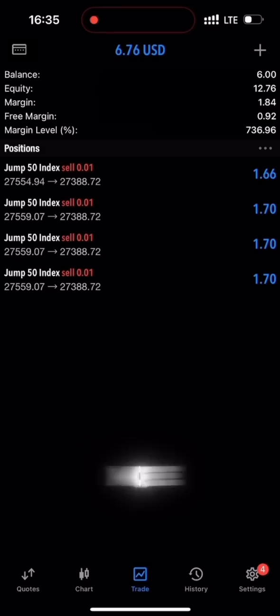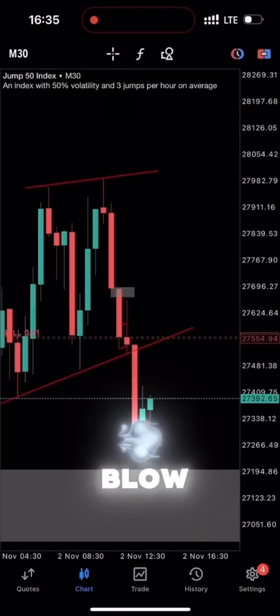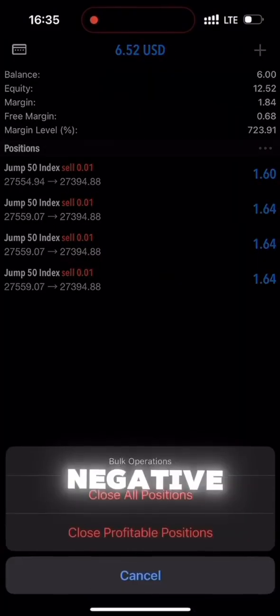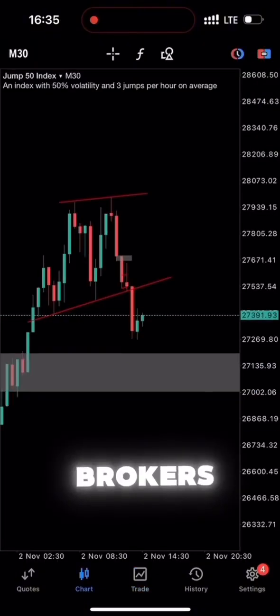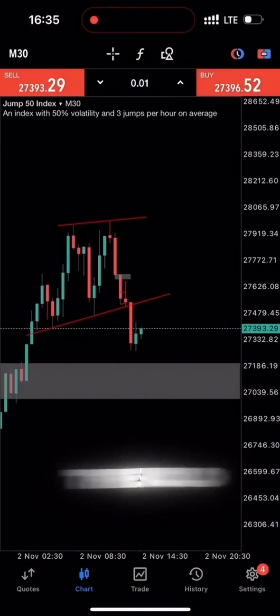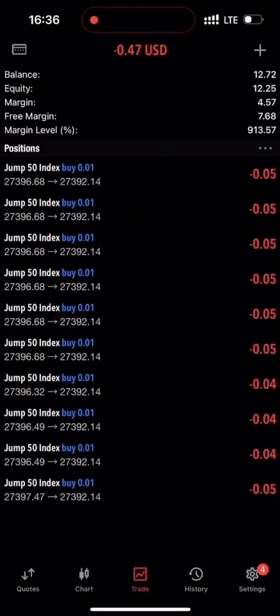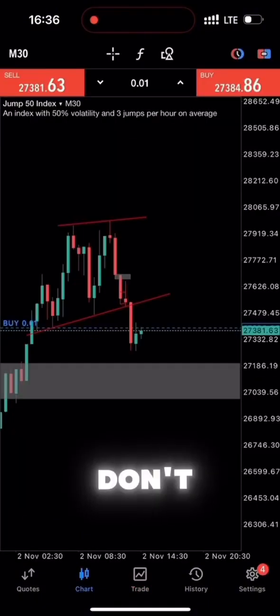This is what I like more about the volatilities: the account will blow at the exact moment when it is almost at a negative balance. Unlike the other brokers, where when it reaches a certain threshold, the account will just close. So here we don't need that.